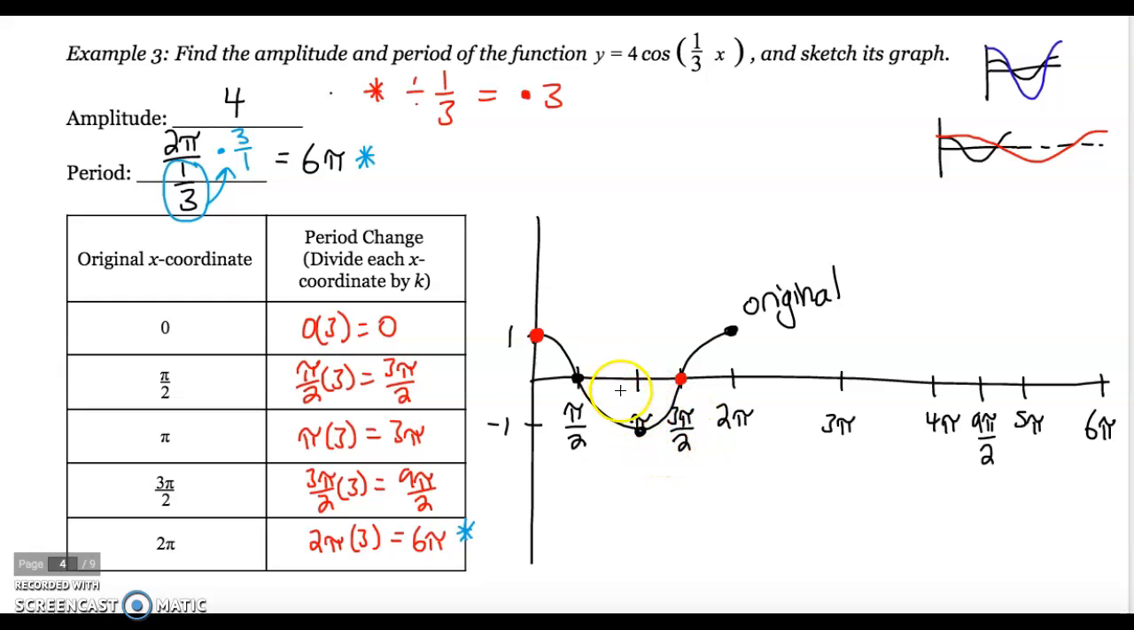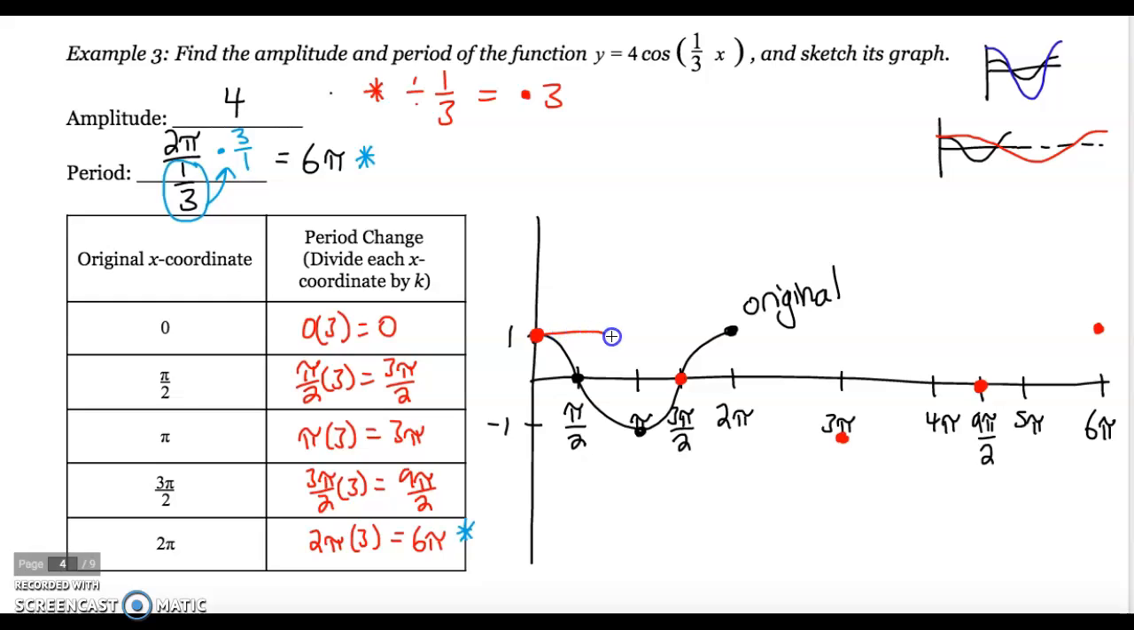My point that was at pi is going to go to 3 pi, so this is going to stretch all the way over here. I'm not changing the height at all, I'm just stretching the period of it. My point that was at 3 pi over 2 originally, sorry I covered it up, there is a black dot underneath there, it's going to scoot over until it's at 9 pi over 2. And then my point that was at 2 pi is going to go all the way over to 6 pi.